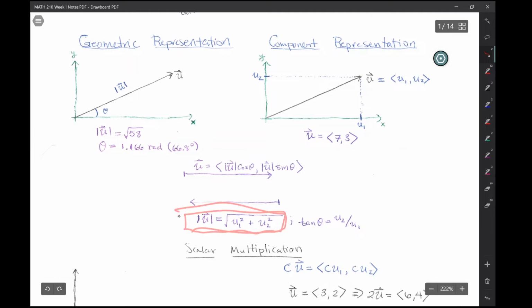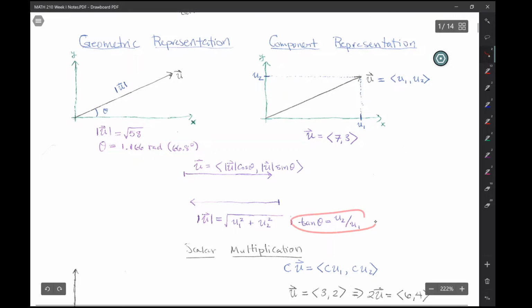And so we could take the vector <7, 3> and find the magnitude using this formula. This is how you'll find the magnitude. You just literally plug in the 7 into the u1 place, square it, so you get 49. And then you take 3 and square it, you get 9. And so you'll get that the length is the square root of 58. To get the angle, you could use this formula here. Tangent theta is equal to u2, which is here the y component, all over the x component.